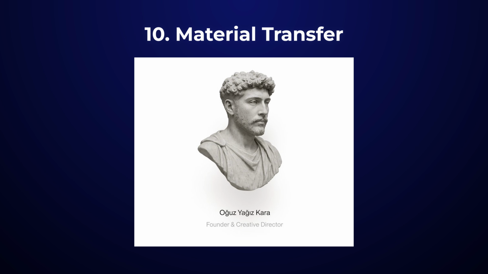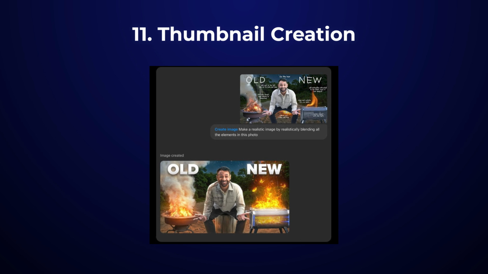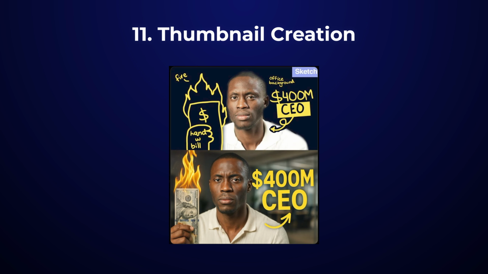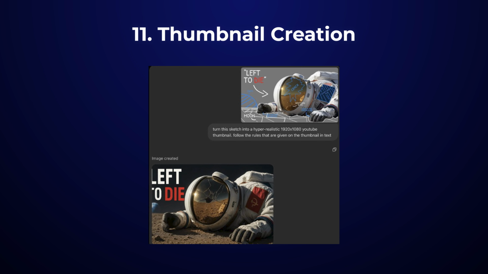Material transfer. The AI can perform material transfer, allowing users to apply textures or materials from one image to another. This capability is a game changer for 3D modelers and designers, saving time and effort in the creative process. Thumbnail creation. Users can convert sketches into thumbnails or polished images. This feature enables creators to visualize their ideas quickly, reducing the need for extensive back and forth with graphic designers.